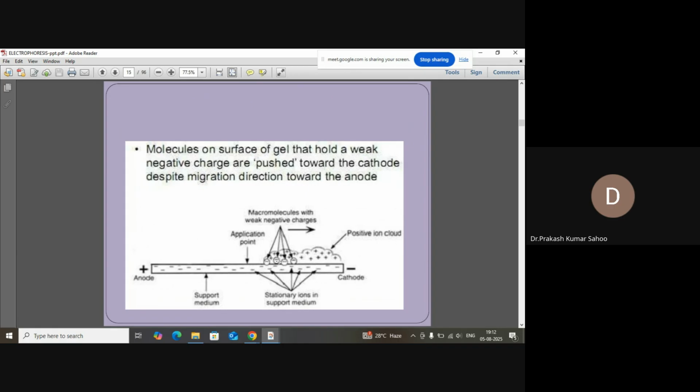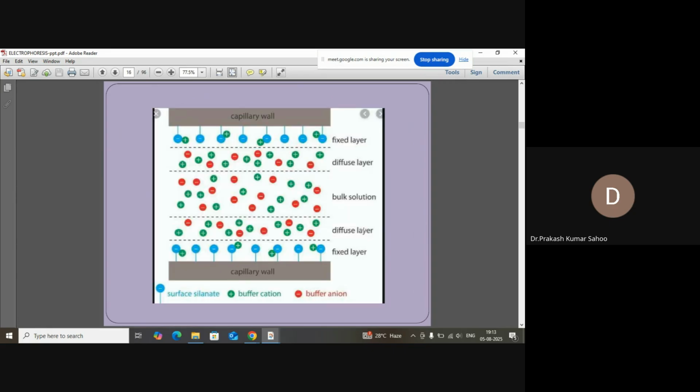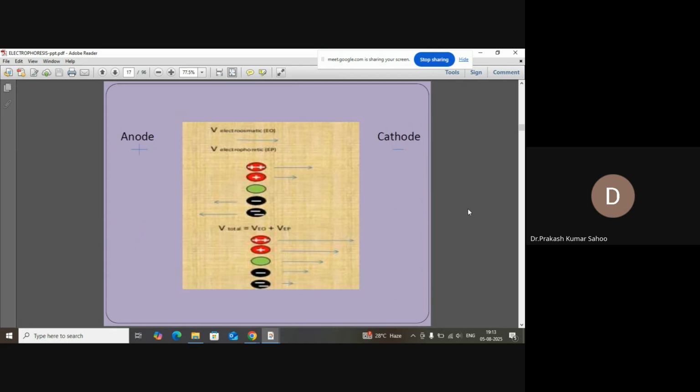Here it is already shown that the negative ions migrate towards the anode. This is the capillary wall, where there is a fixed layer, diffuse layer, bulk solution, diffuse layer, and fixed layer. So we have a two-sided capillary wall, two-sided fixed layer, two-sided diffuse layer, and one bulk solution. When an electric field is applied, ions will migrate to their respective electrodes.